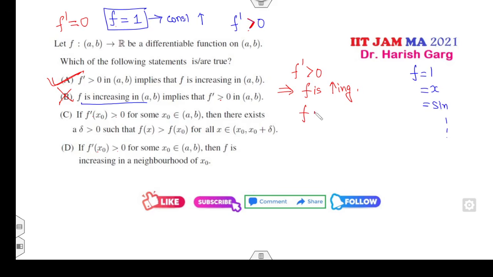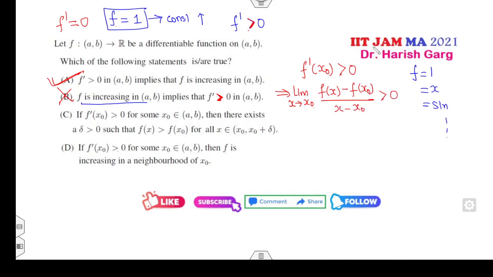Second, if f is increasing, that implies f dash is greater than or equal to 0. लेकिन यहाँ तो equality नहीं दी ना इन्होंने. That's why this option is cancelled. Look at the third one. If f dash of x naught is greater than 0, what does it mean? Limit x approaches x naught, f of x minus f of x naught divided by x minus x naught is positive.